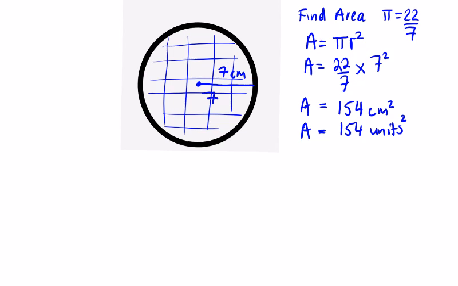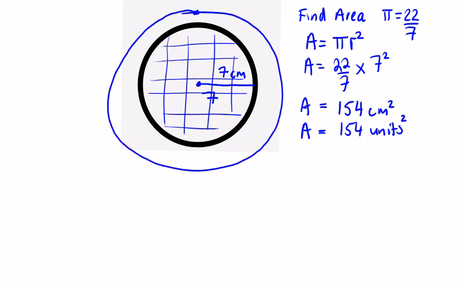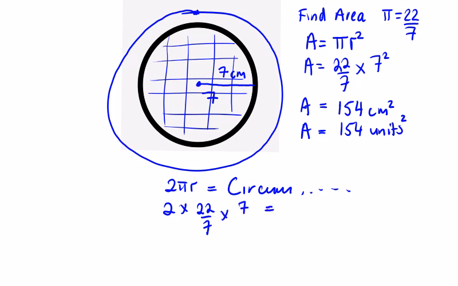So 2 pi r, starting here, if we walk around the outside of this circle, walking along that black line, 2 pi r is equal to big C, circumference. I'll just write circum. So 2 by 22/7 by the radius, which is 7, is equal to, you may see the 7's cancel here, and we're left with 44, and we were told it was in centimeters. So the circumference of this circle is 44 centimeters.